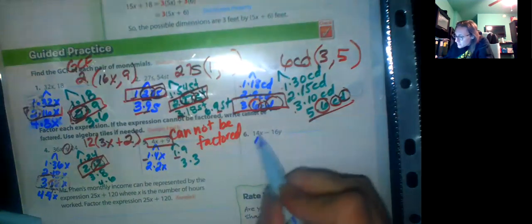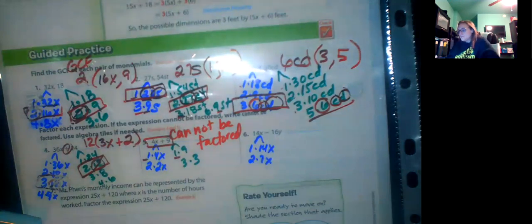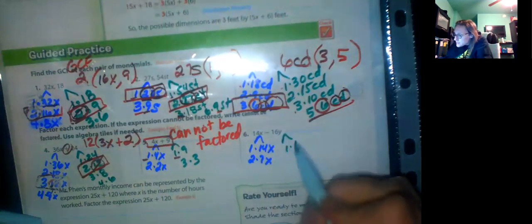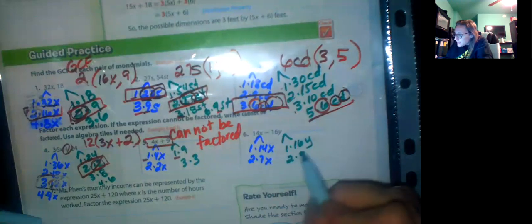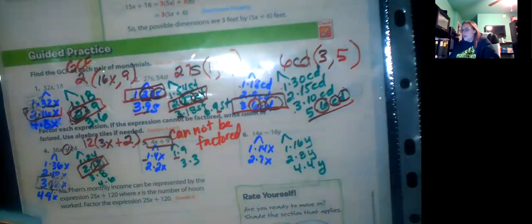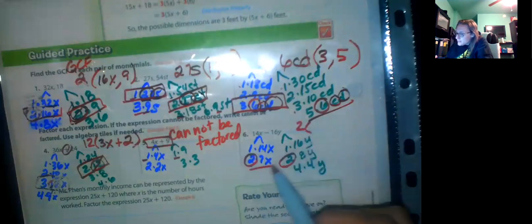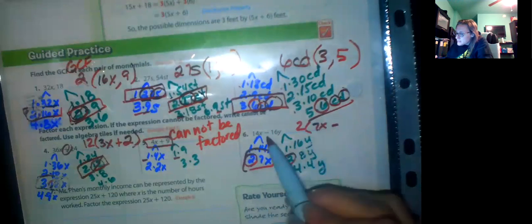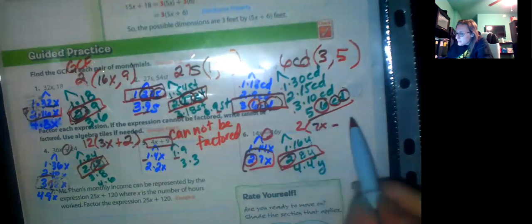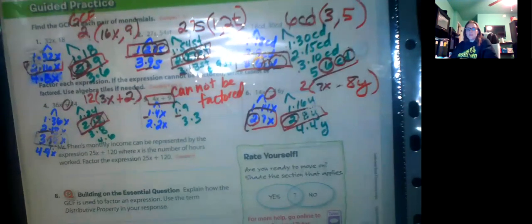All right, let's take a look. 1 times 14x and 2 times 7x. 1 times 16y, 2 times 8y, and 4 times 4y. So what's the biggest number they have in common? The 2. So what's left here? 7x minus what's left here? 8y. Okay, and then last but not least, before you start your little assignment.